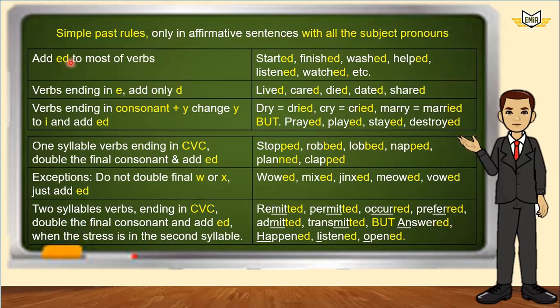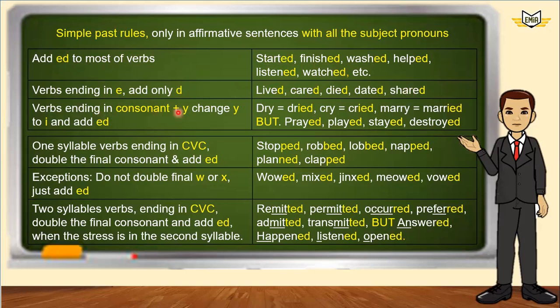The first rule says that we add ed to most verbs. For example, the verb in white is the base form of the verb, and here you have the suffix ed for all these verbs. So here you are adding ed to have the past form of the verb. Verbs ending in letter E add only d. Live, lived; care, cared; die, died; date, dated; and share, shared. Can you see?